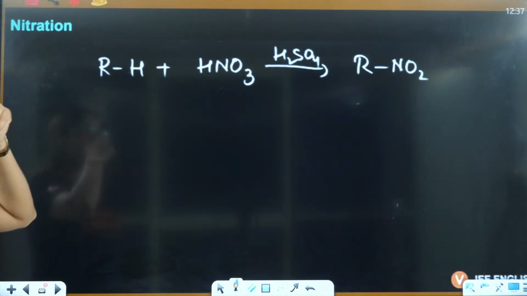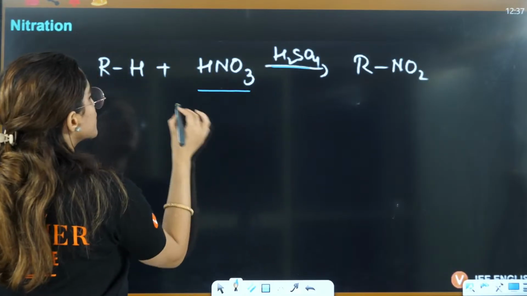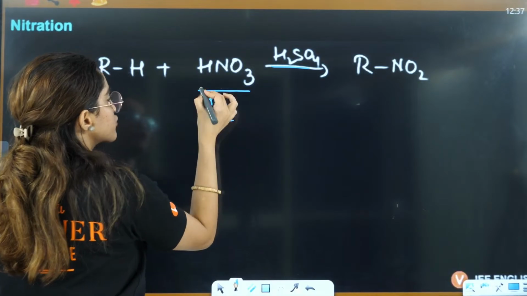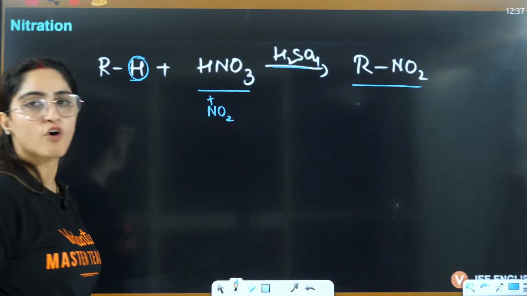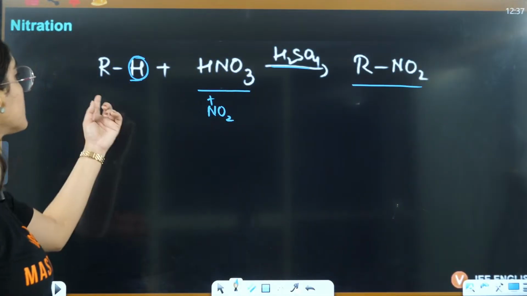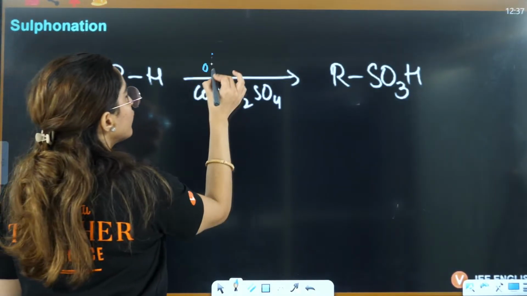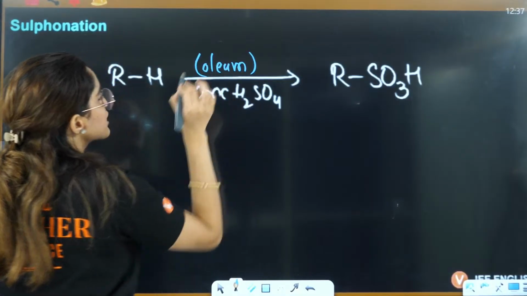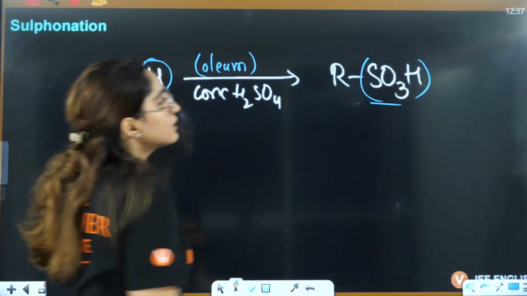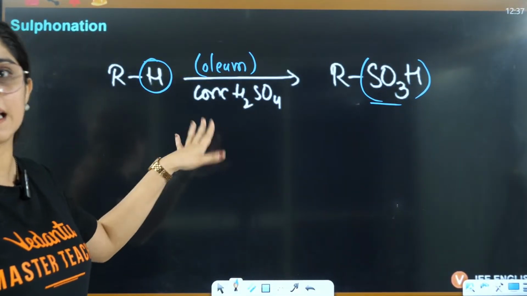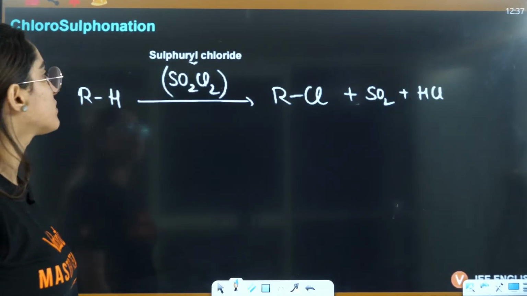Now let's talk about the nitration. Simple. HNO3 you have, H2SO4 you have. So NO2 positive electrophile will be generated, that will replace this hydrogen here, and you will have the formation of nitroalkane from the alkane. Next, if you have directly oleum or concentrated H2SO4, this hydrogen will be replaced by SO3H here, right? Aromatic reactions are more important. These reactions are not that important.